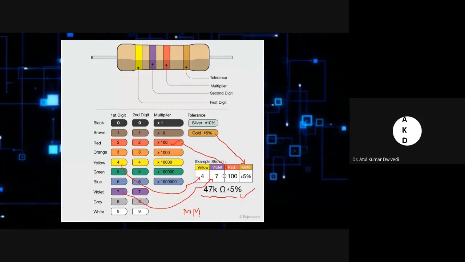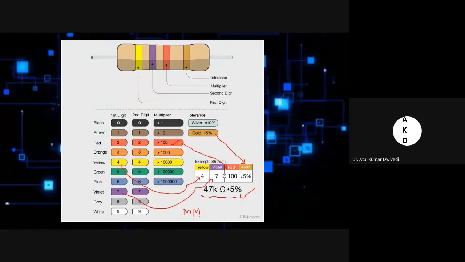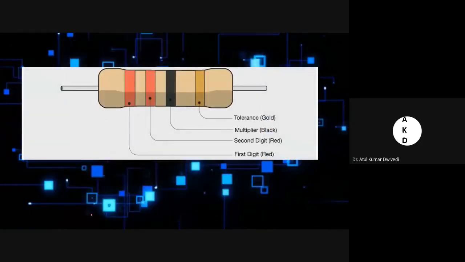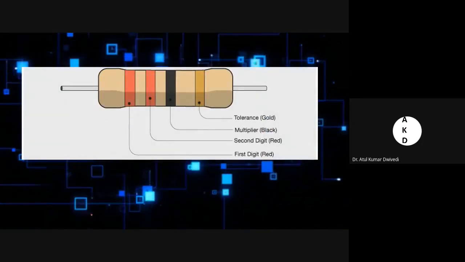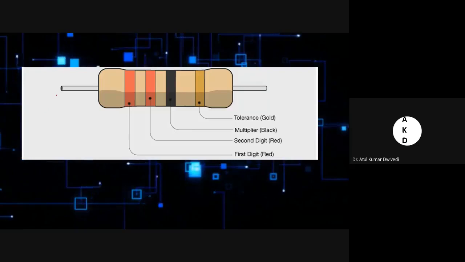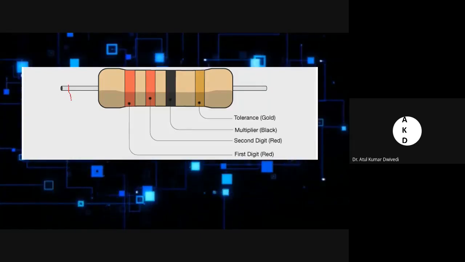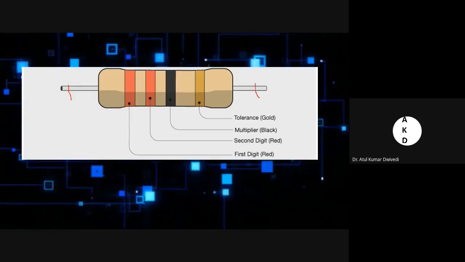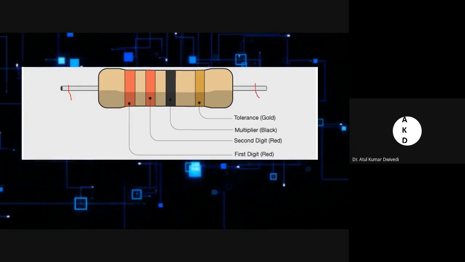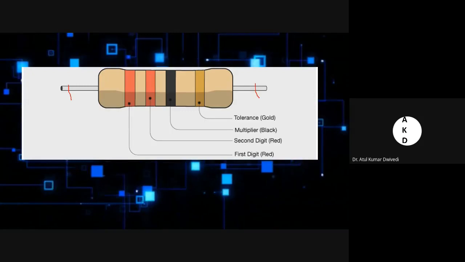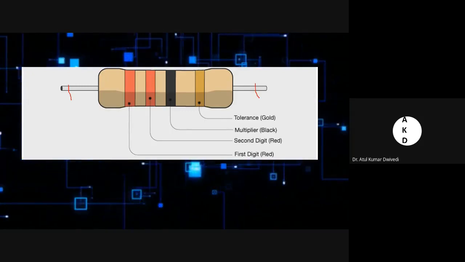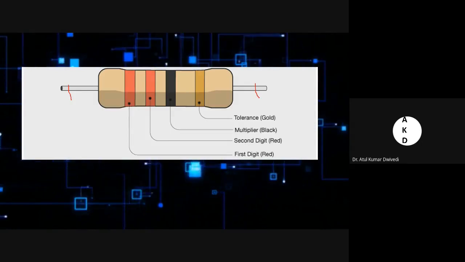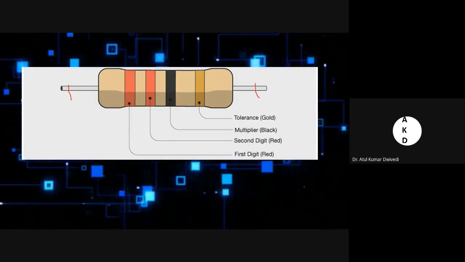Multimeters are available in the lab, that means you don't have to calculate this by using the color code every time. You just have to put the multimeter at both terminals of the resistance. Here one terminal of the multimeter will be connected, and here another terminal of the multimeter will be connected. From that you can calculate the resistance. What will be the resistance value for this resistance? You just calculate it and tell me.